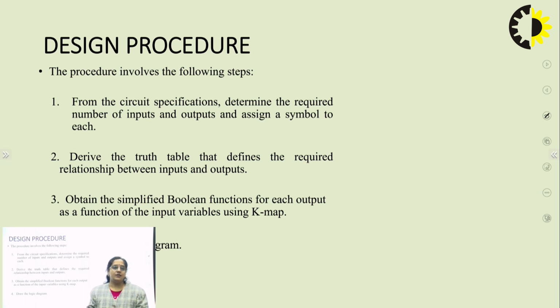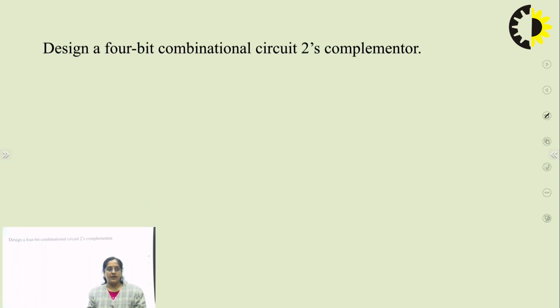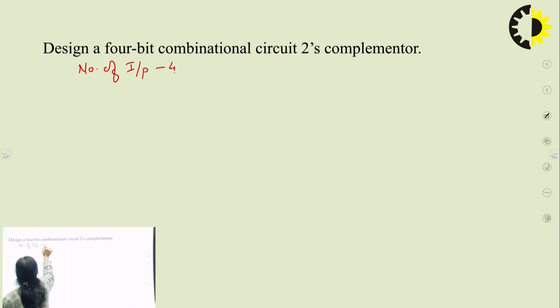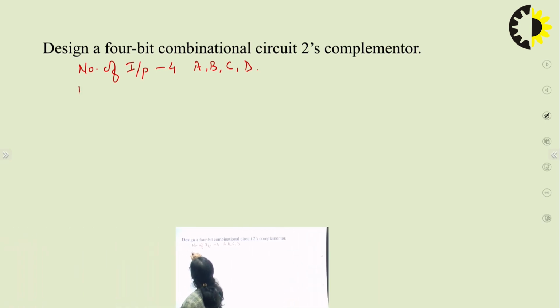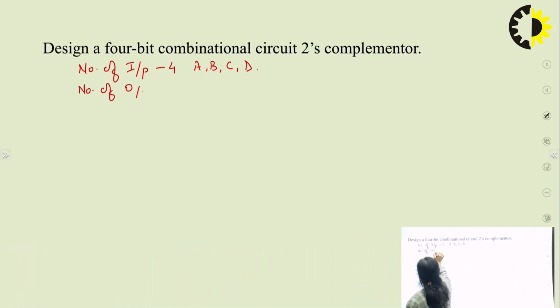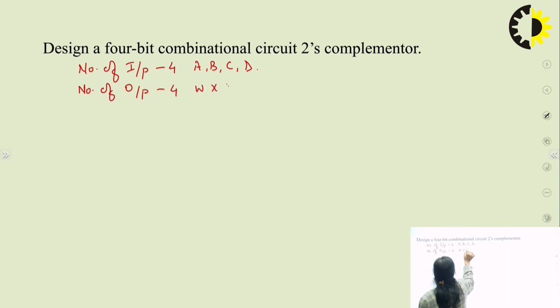For this design procedure, I am taking an example where we have to design a 4-bit 2's complementer circuit, which is a combinational circuit. In this case, we use 4 bits as input, and we will have 4 bits as output for the 2's complement. First of all, we find the number of inputs. Here our number of inputs is 4, and we name them A, B, C and D, and we have 4 outputs, which we name W, X, Y, Z.